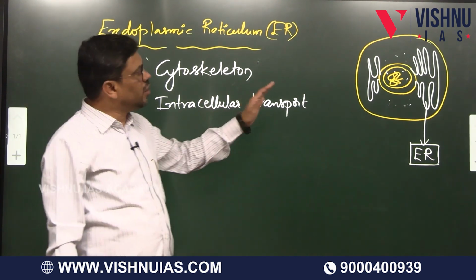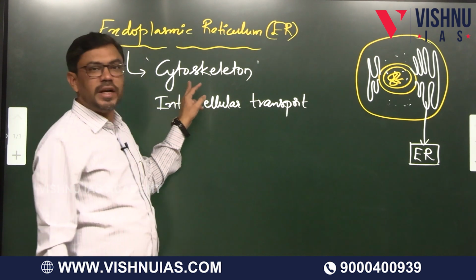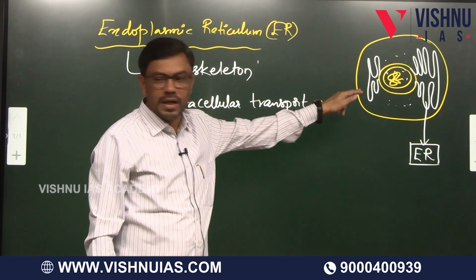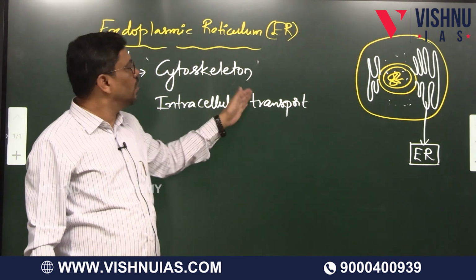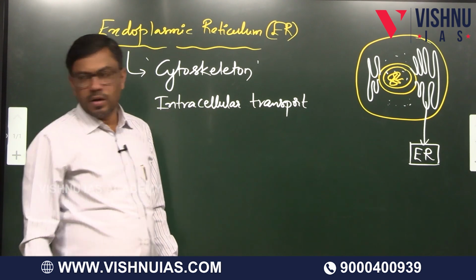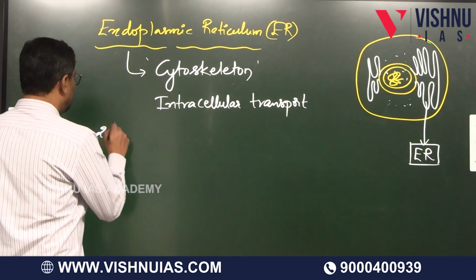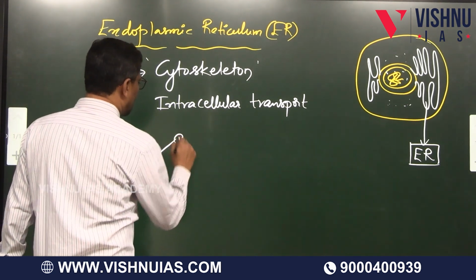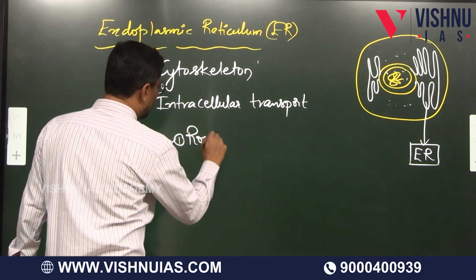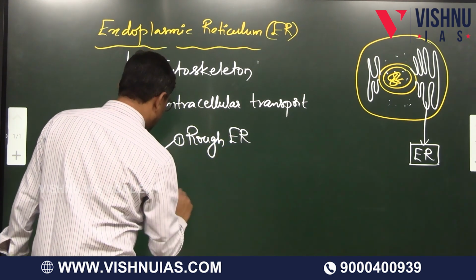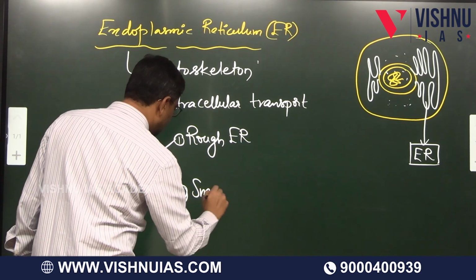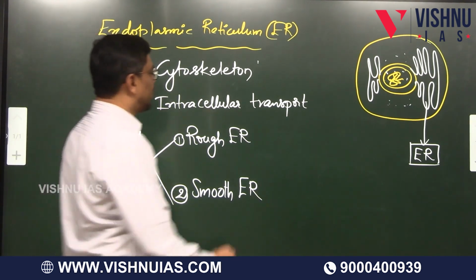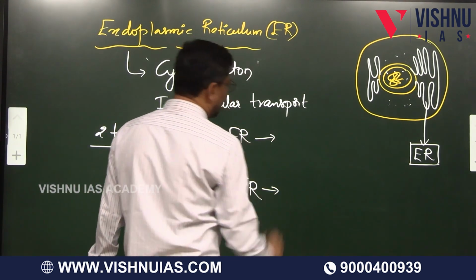Just to remember, it gives support to the entire cell, that is why it is called cytoskeleton. It is also useful for transportation of materials between the nucleus and the cytoplasm, so it is involved in intracellular transport. There are two types of endoplasmic reticulum. It can be broadly classified into two types: one is rough endoplasmic reticulum and the other is smooth endoplasmic reticulum.